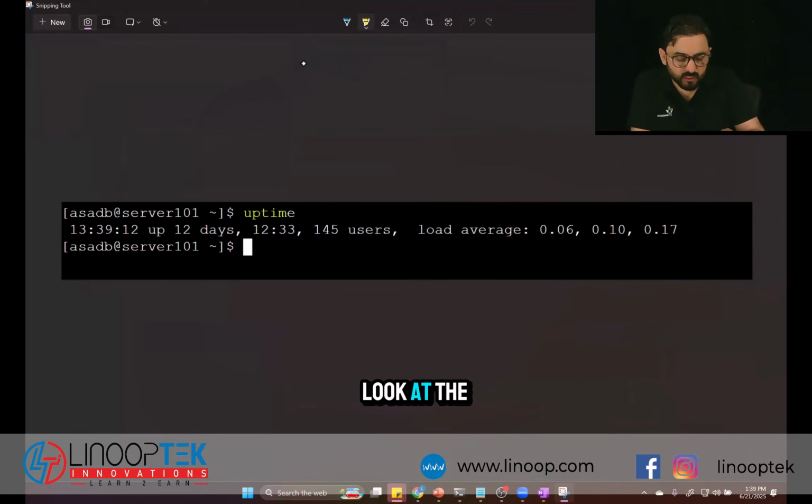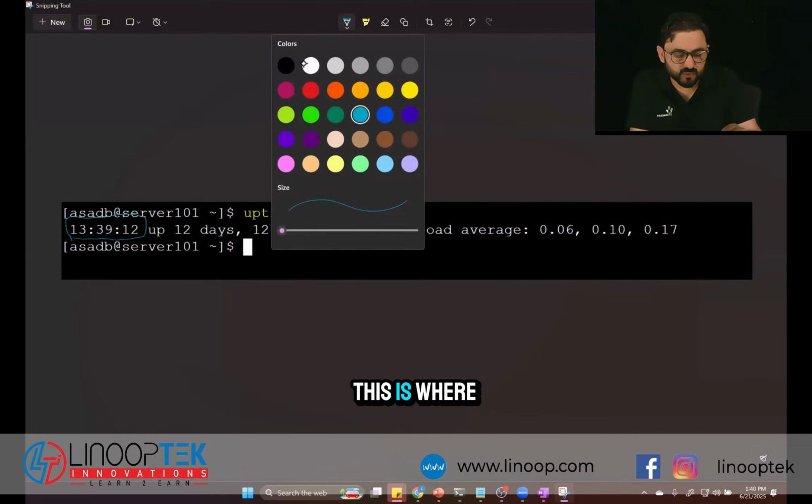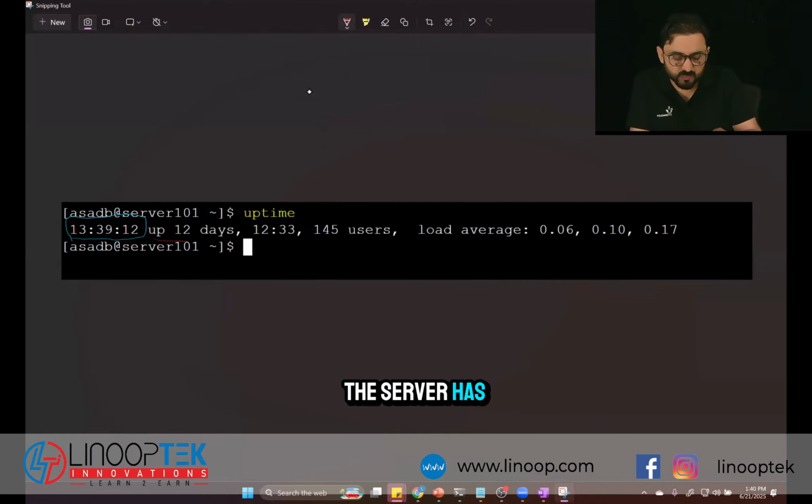Ladies and gentlemen, let's take a look at the uptime command. When I type uptime on my shell, it reveals this. First of all, it gives me the time of my system right now. The time is 1:39:12. And it shows how many days the server has been up and running. This server has been running for the last 12 days without shutting down.